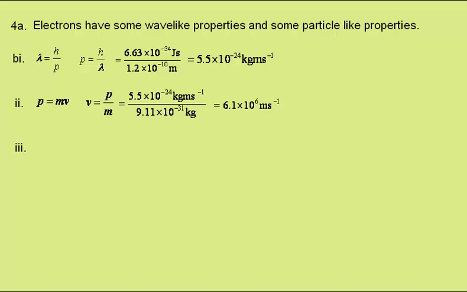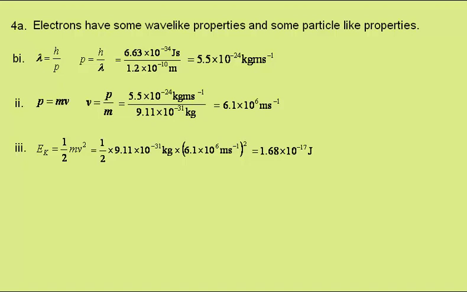In part 3, we're asked to calculate the kinetic energy of the electron. Kinetic energy is half mass times speed squared, so putting in the values gives a kinetic energy of 1.68 times 10 to the minus 17 joules.